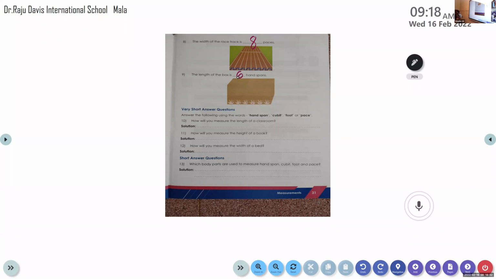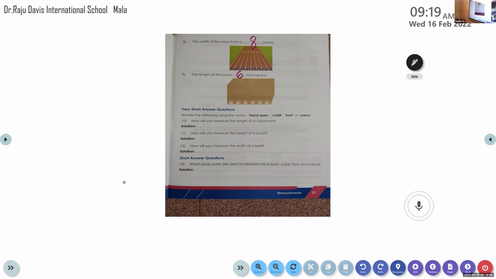Here we have very short answer questions. Answer the following using the words handspan, cubit, foot, or pace. Question number 10. How will you measure the length of a classroom? Johannes, which non-standard unit will you use to measure the length of the classroom? Is it handspan or cubit or foot or pace? Length of the classroom.